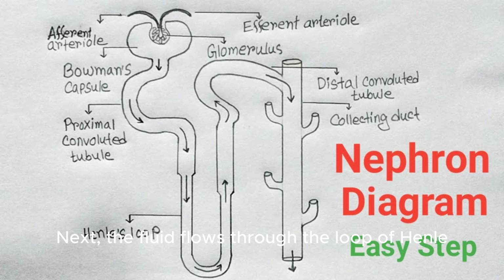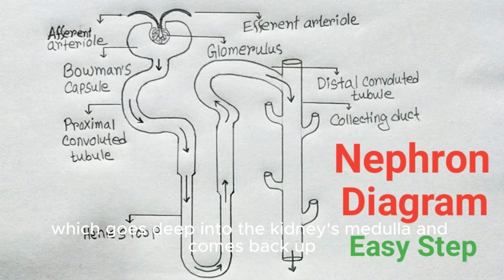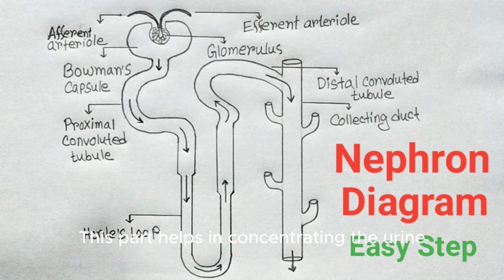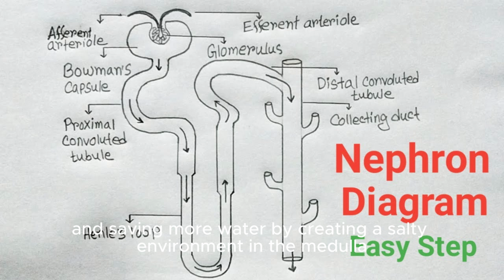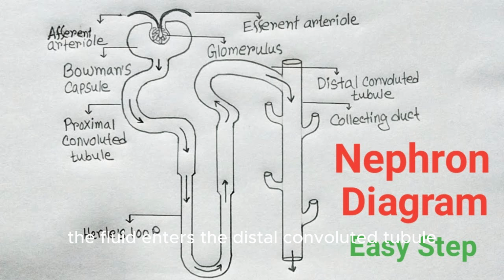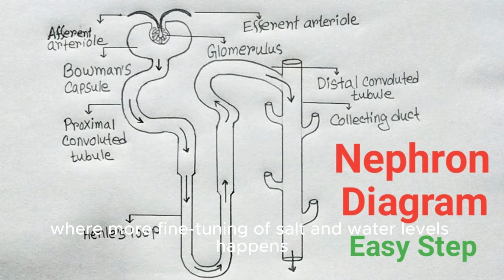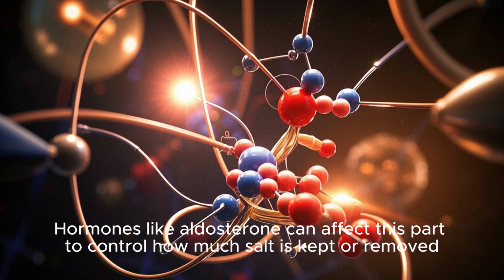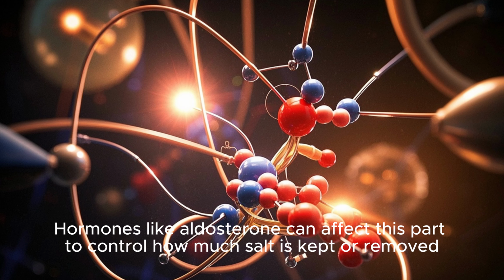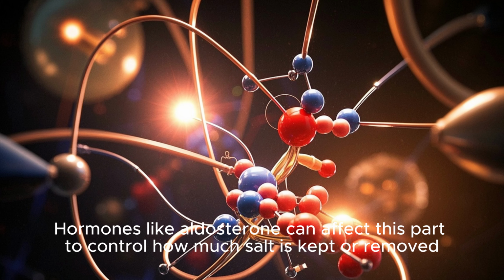Next, the fluid flows through the loop of Henle, which goes deep into the kidney's medulla and comes back up. This part helps in concentrating the urine and saving more water by creating a salty environment in the medulla. After that, the fluid enters the distal convoluted tubule, where more fine-tuning of salt and water levels happens. Hormones like aldosterone can affect this part to control how much salt is kept or removed.